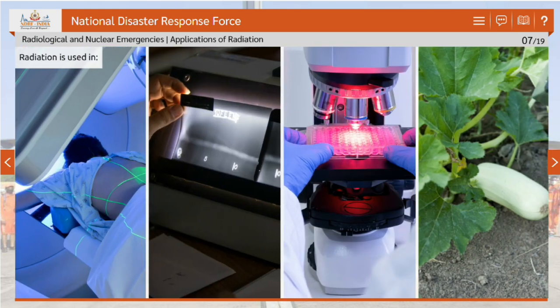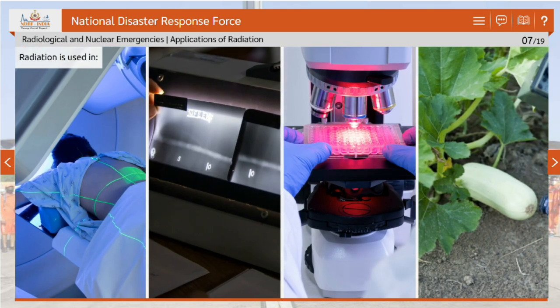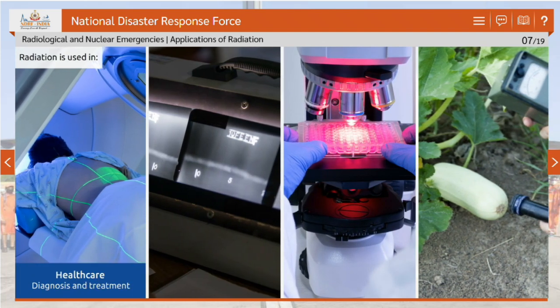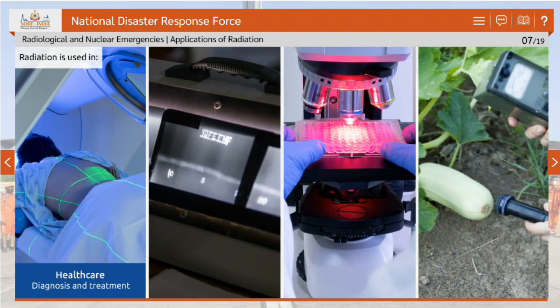Radiation is used in different sectors. For example, in healthcare, radiation is used for diagnosis and treatment.